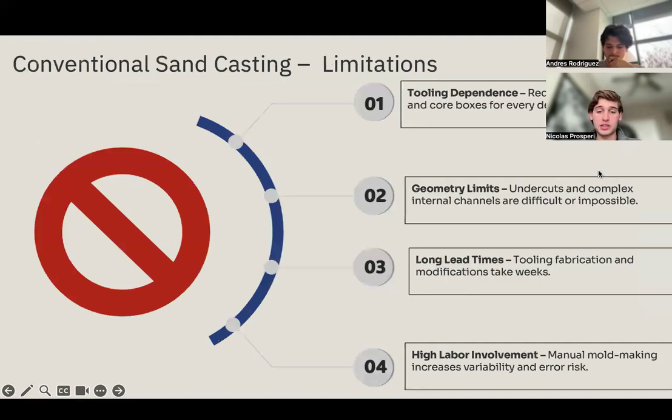However, conventional casting has several limitations, including number one, high tooling dependence. Every design needs its own pattern and core box. Number two, geometric limitation. Undercuts and complex channels are hard to achieve. Number three, long lead times. Tooling fabrication takes weeks, even months. Number four, high labor involvement, increasing variability and risk of error. These limitations are exactly what 3D printing helps overcome.